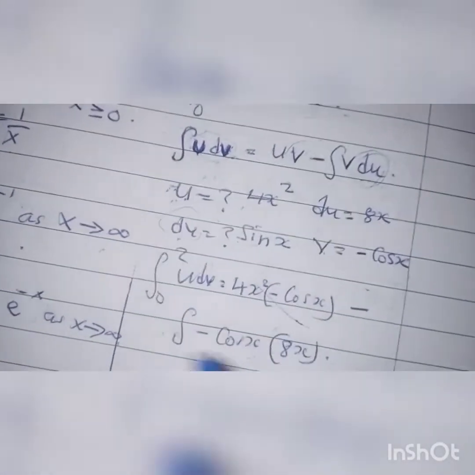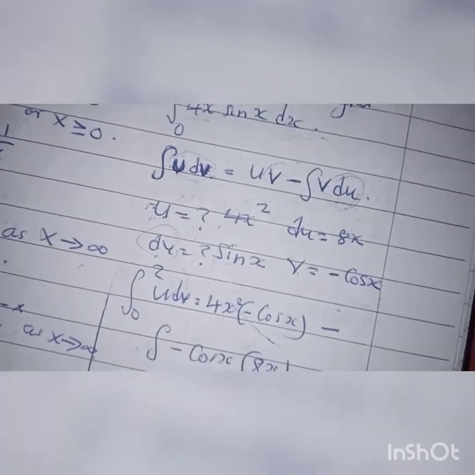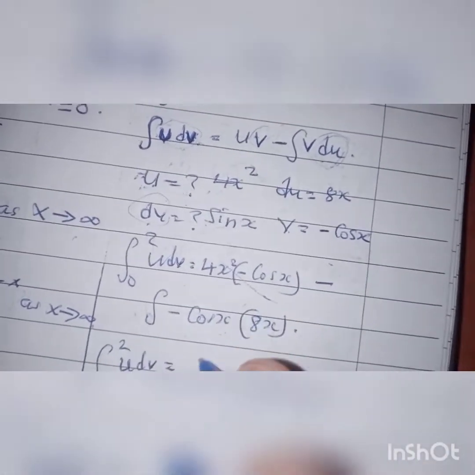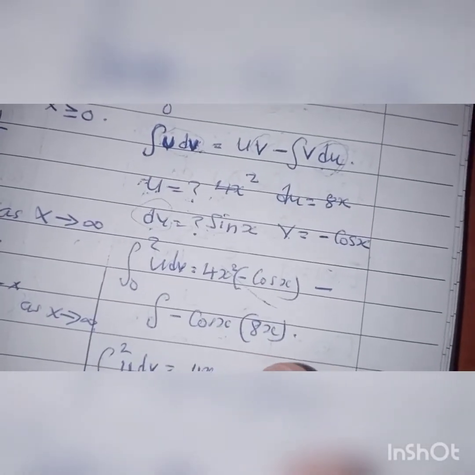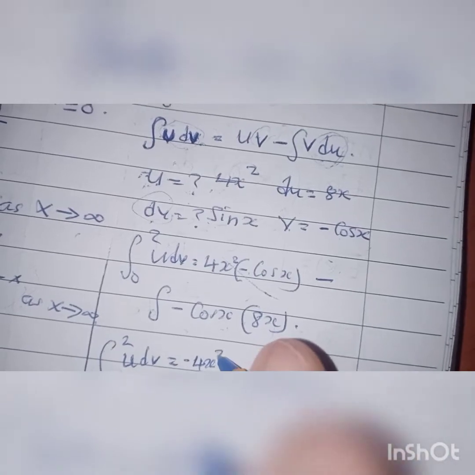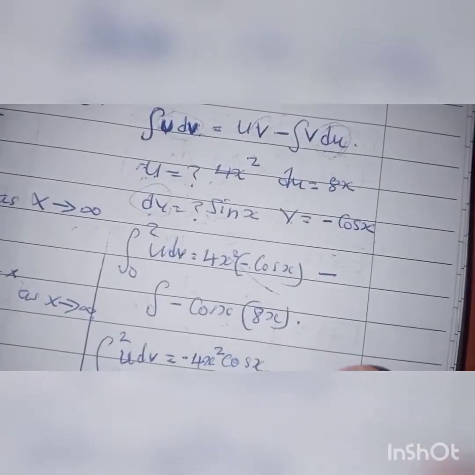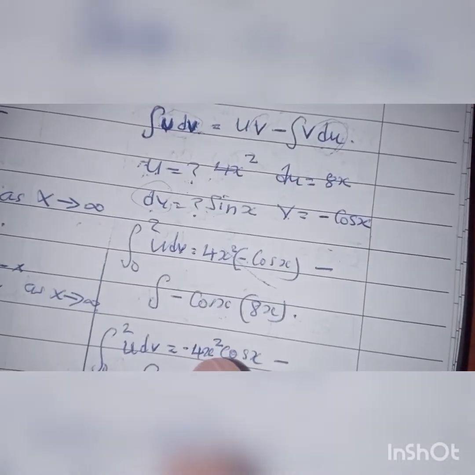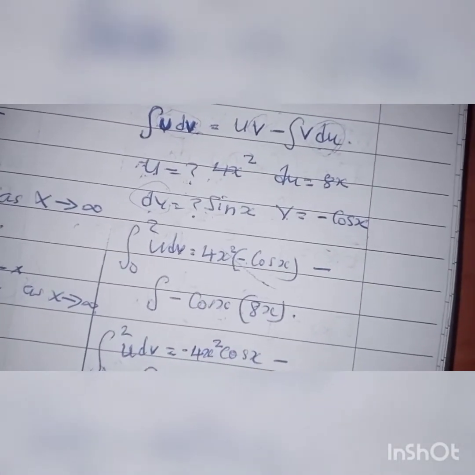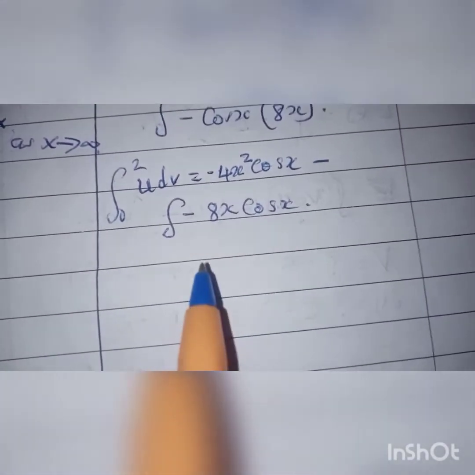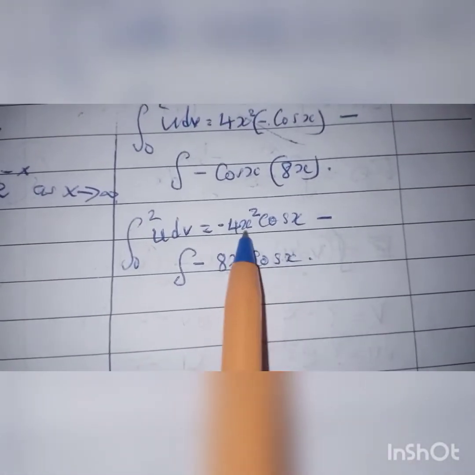Now, let's simplify that function. The integral from 0 to 2 of u dv is equal to minus 4x squared cos x, minus the integral of minus 8x cos x. But you can see that we still have to integrate this.